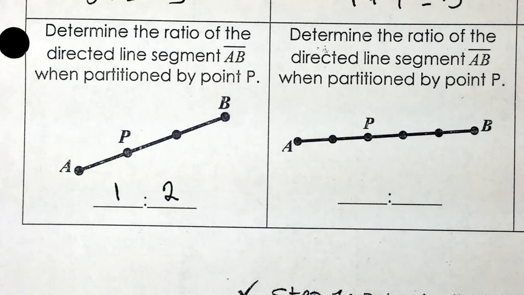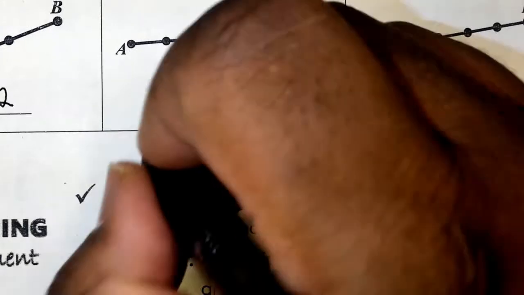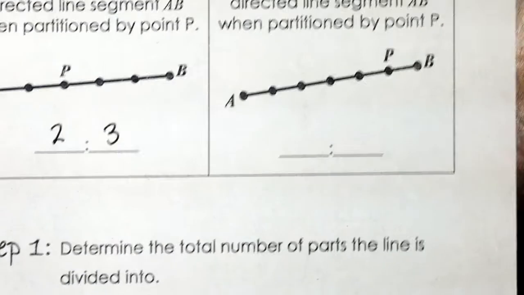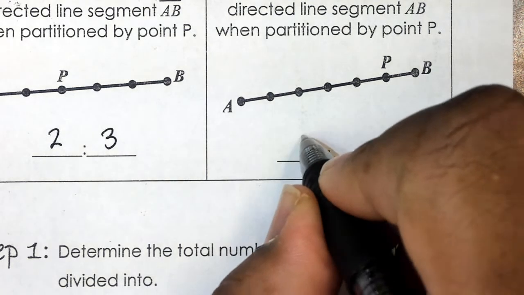Miss Welsh, what's the second ratio? 2 to 3. Say it again. 2 to 3. Thank you. Zoe, what's this third one? 5 to 1. Easy.